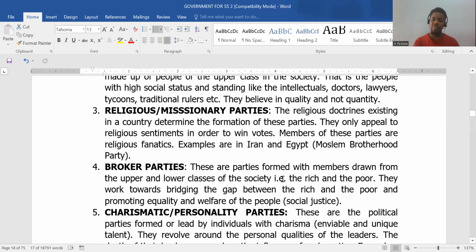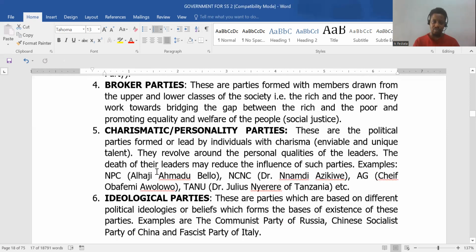Now, broker party, these are parties formed with members drawn from the upper class and the lower class. So a combination of both classes in the society.